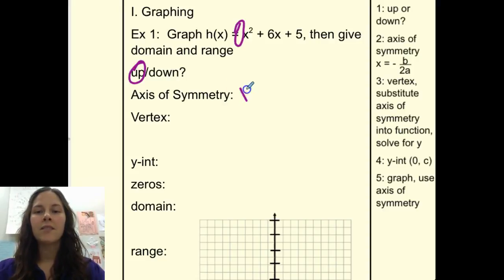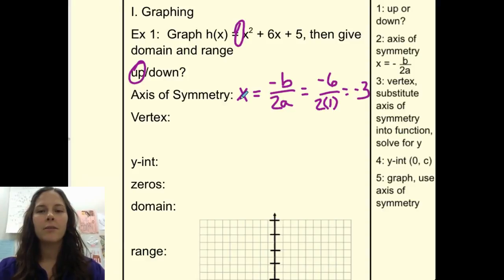To get the axis of symmetry, we use the equation x equals the opposite of b over 2a. This is a piece from the quadratic formula. We don't use the radical piece for this. In our case, b, the value being multiplied by x, is 6, so we have the opposite of 6, divided by 2 times our leading coefficient, which was 1. Negative 6 divided by 2 is negative 3. So our axis of symmetry is x equals negative 3.